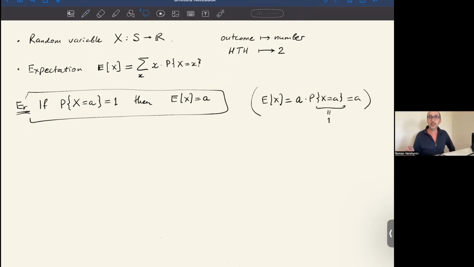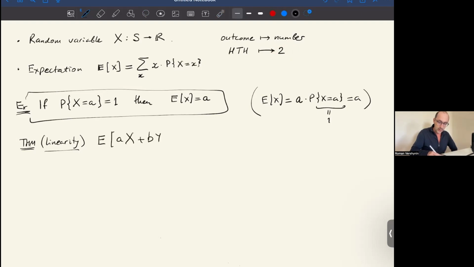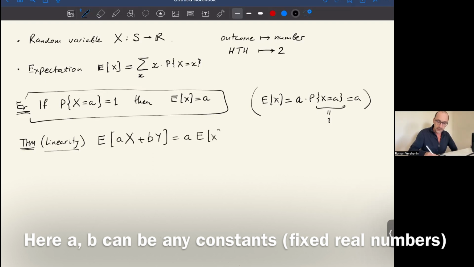An extremely important property of expectation is linearity. What happens if I multiply every value that the random variable can take by 10? What will happen to the expected value? Well, the expected value will also blow up by the factor of 10. Also, if I add two random variables, one with expected value 3, the other with expected value 5, what will be the expected value of X plus Y? Well, it's going to be 3 plus 5, which is 8. Generally, the expected value of aX plus bY equals a times the expectation of X plus b times the expectation of Y.